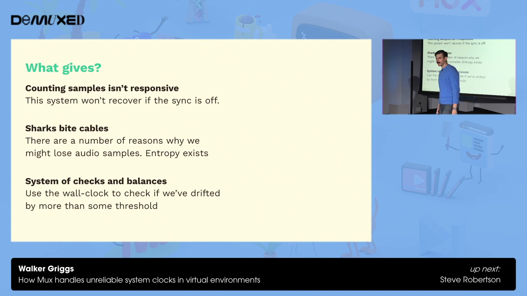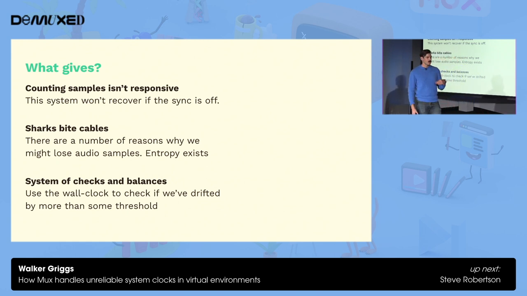So what gives? Well, we learned firsthand that when it comes to live streaming timestamps, you can't trust any single method, right? Counting samples is great in theory, but it's not responsive by itself. There are a number of reasons why you might drop samples or hit audio holes, right? Sharks bite cables. And this solution doesn't have any way of getting back on track when it does. It just keeps counting. So what is something we can do instead?